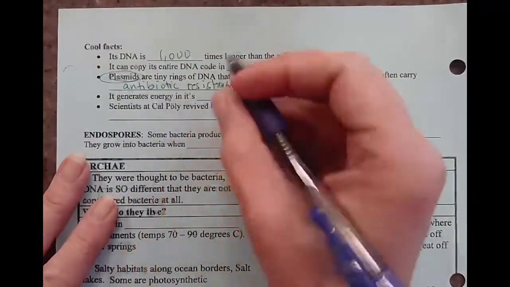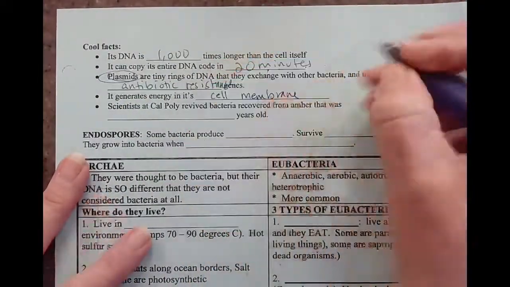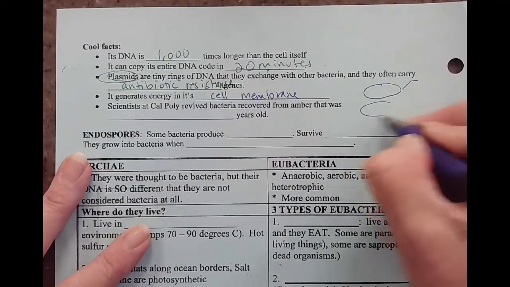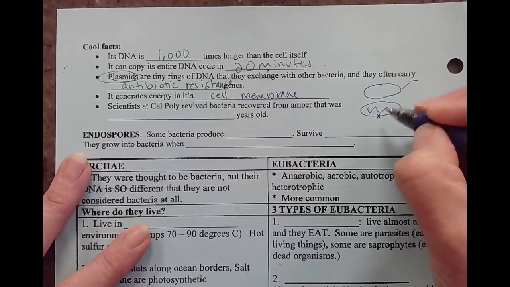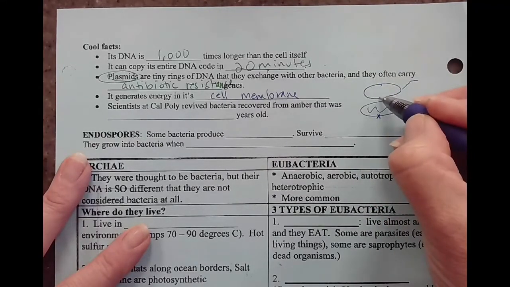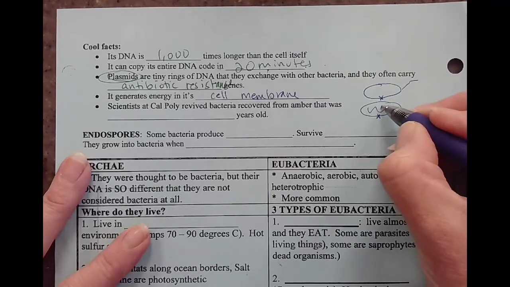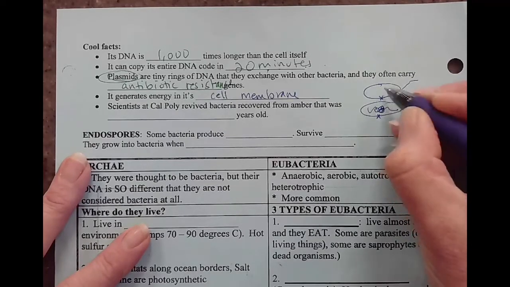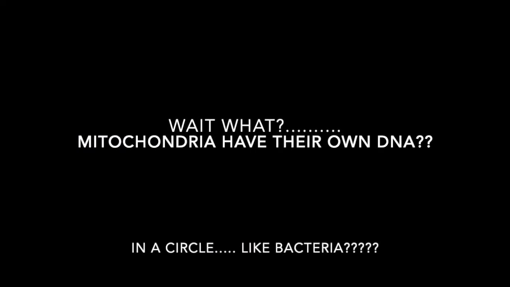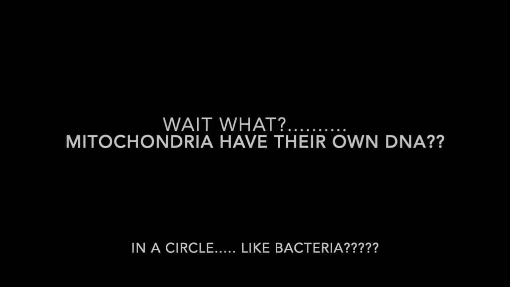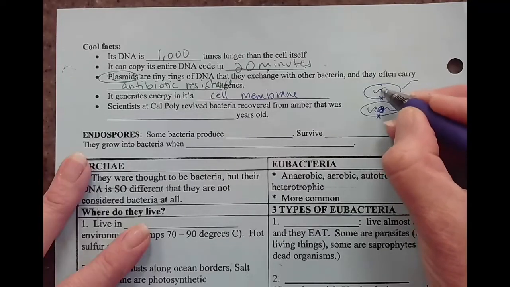Bacteria make their energy in their cell membrane. So weirdly, bacteria are the size of a mitochondria. Mitochondria make their energy in the membrane of the mitochondria. Bacteria make their energy in their cell membrane. Mitochondria weirdly have their very own DNA in a circle, your own mitochondria in your cells. Bacteria have their DNA in a circle.